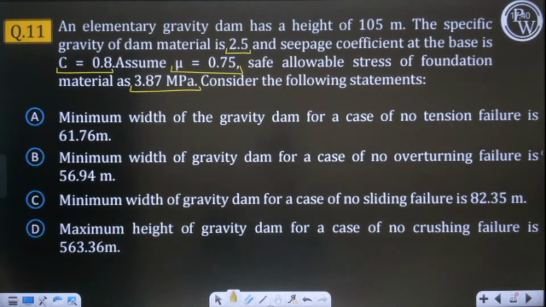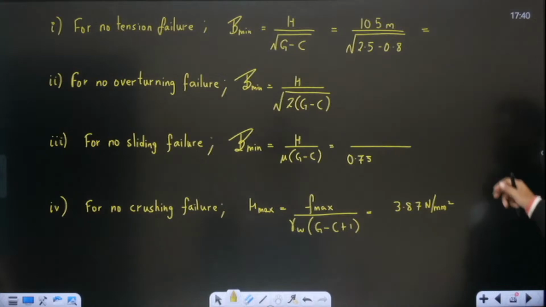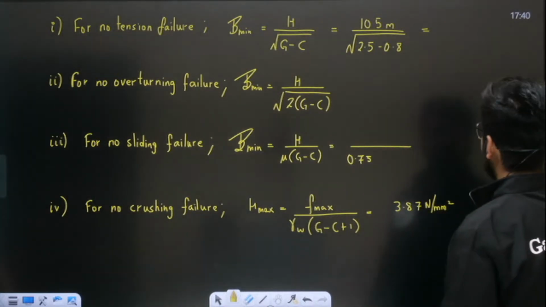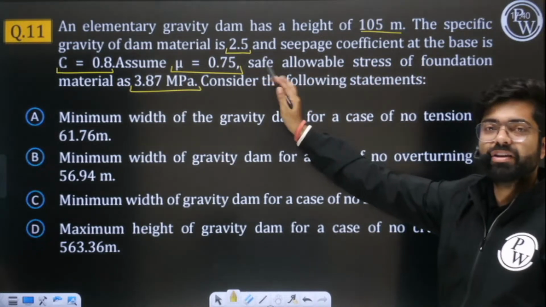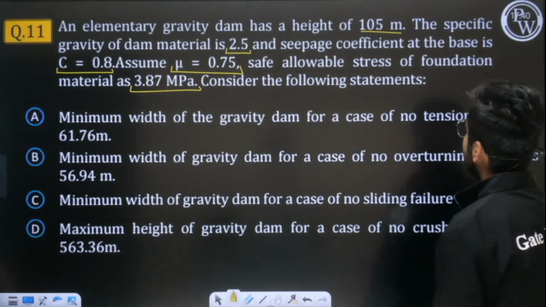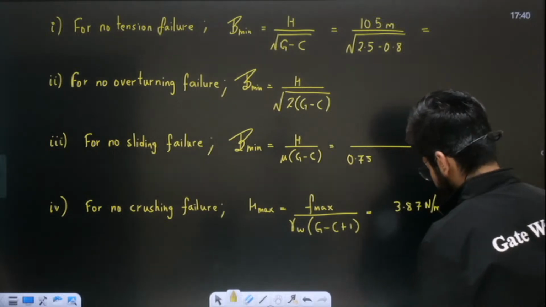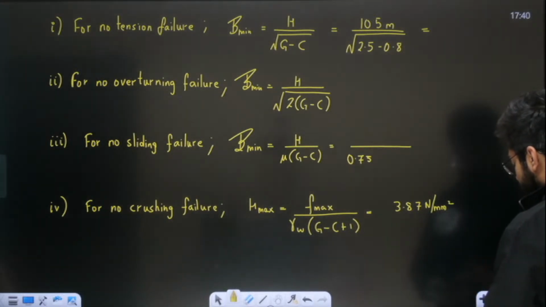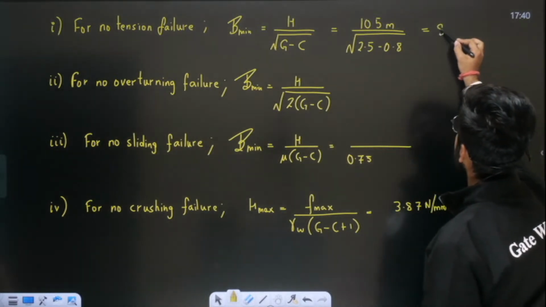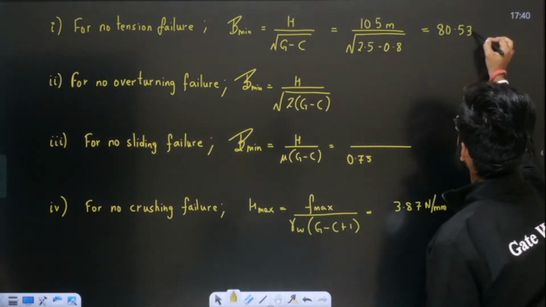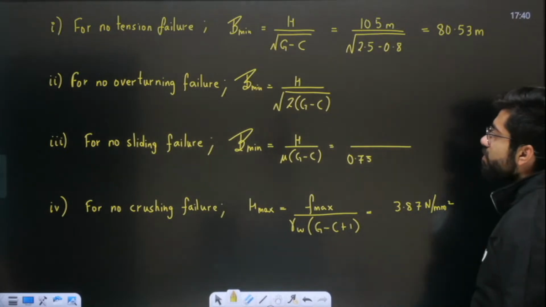So how much are we getting? For the first one, we put the height as 105, G, and C value as 0.8. When I solved it, we are getting 80.53.